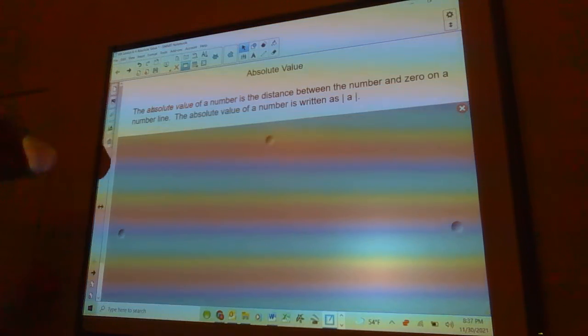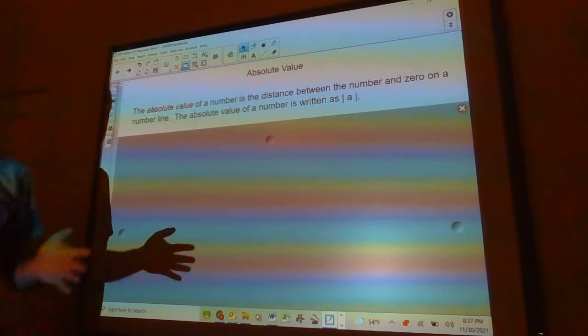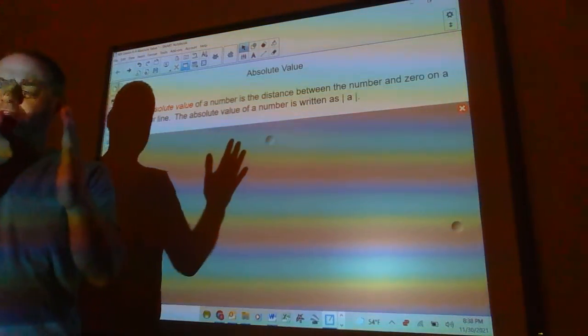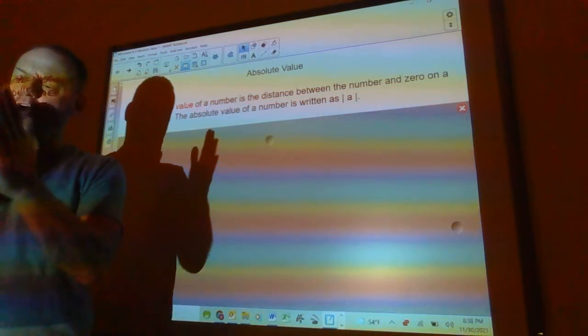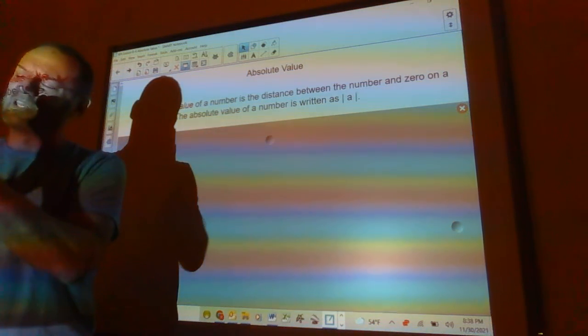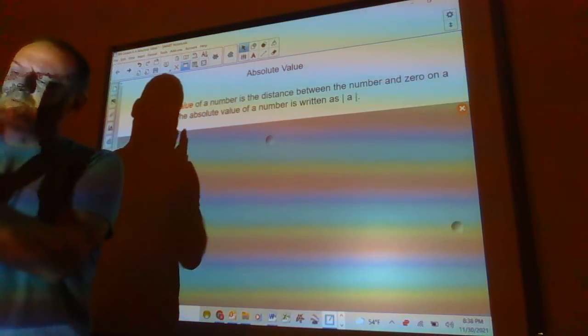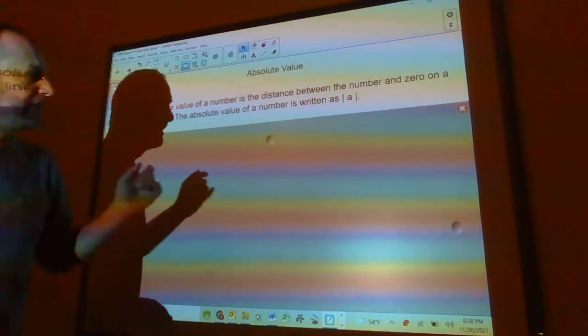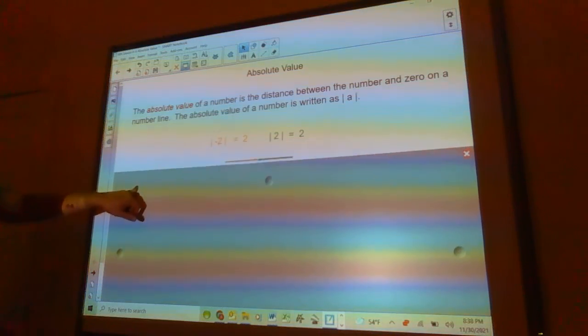Remember, distance is always positive. You can't have a negative distance. So if I have the distance between my two hands, that's a positive distance, and it's always going to be positive until maybe I get to zero, but it can't be negative. If I move them this way, the distance between them is still positive. That's what absolute value is.